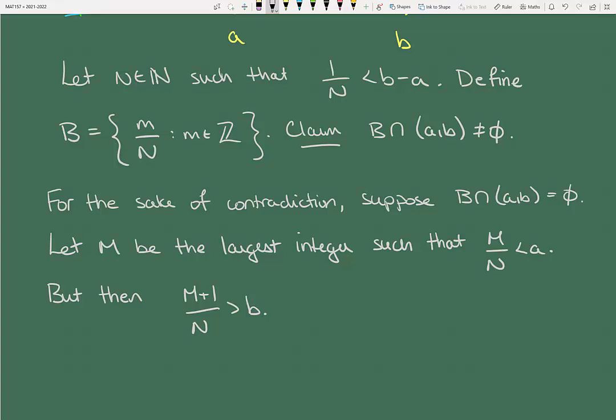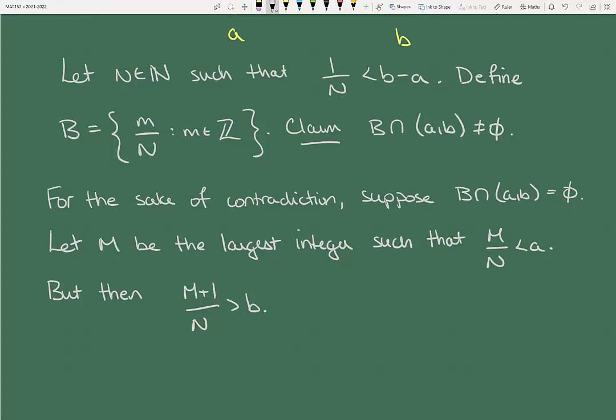But this is going to be our issue because, of course, the distance between m over n and m plus 1 over n is 1 over n, which we said is less than the distance between a and b. And now I'm saying that somehow it's bigger than the distance between a and b. So these two things combined are going to give us our contradiction.